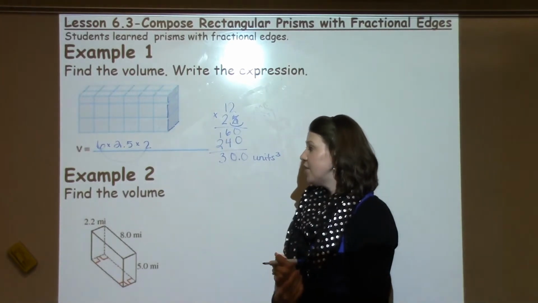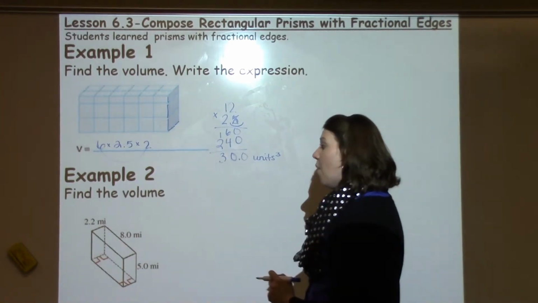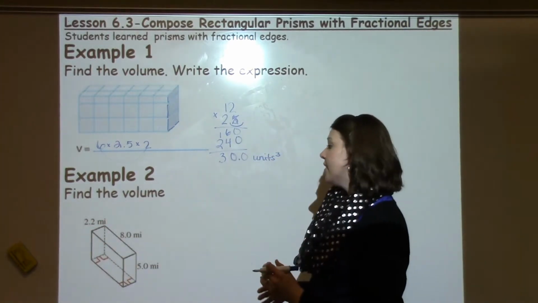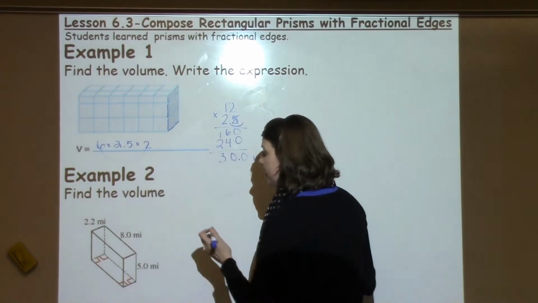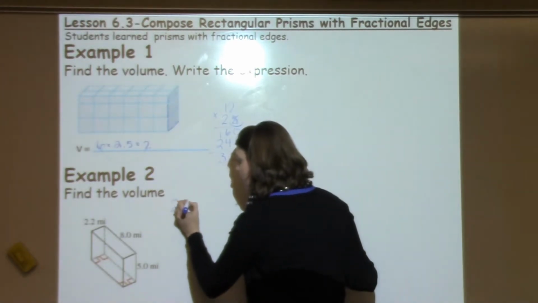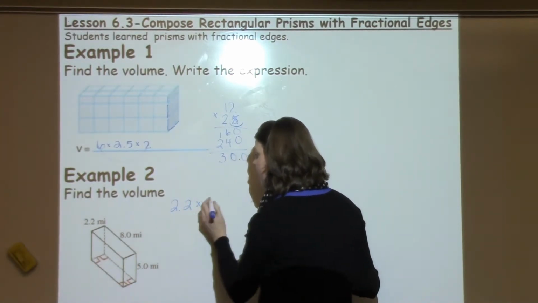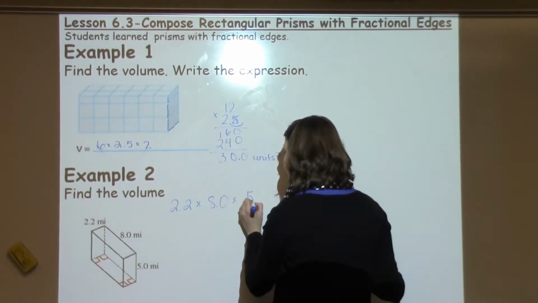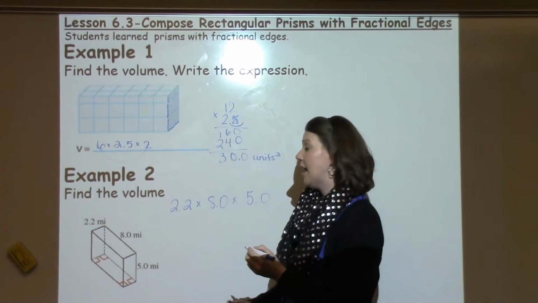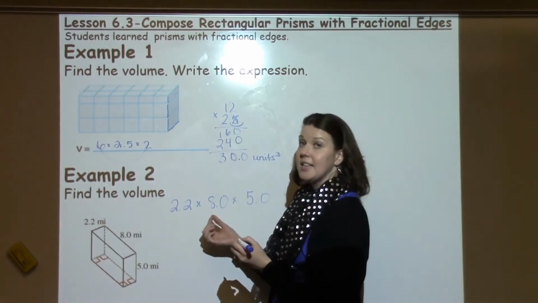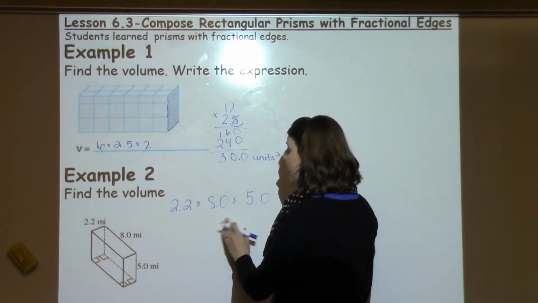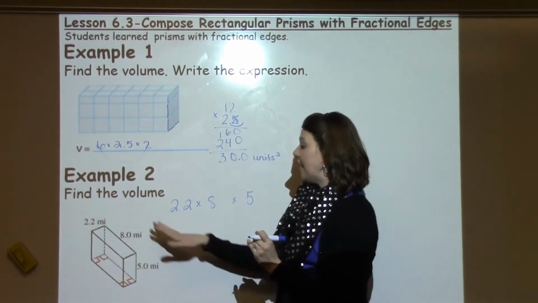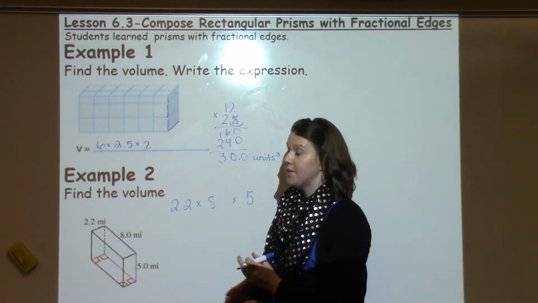All right, for example 2, it says find the volume of this shape. We have 3 numbers here. We know with volume, we're just going to take the length times the width times the height. So I'm going to go ahead and write down the formula for this one. I'm going to take 2 and 2/10 times 8 times 5. And notice in the problem that it has 5 and 0/10 and 8 and 0/10. Students might know that this is just the same as 8, this is just the same as 5. If they'd like to write down it strictly the way it's written, that's up to them.